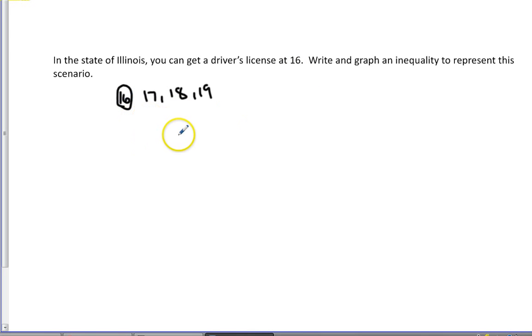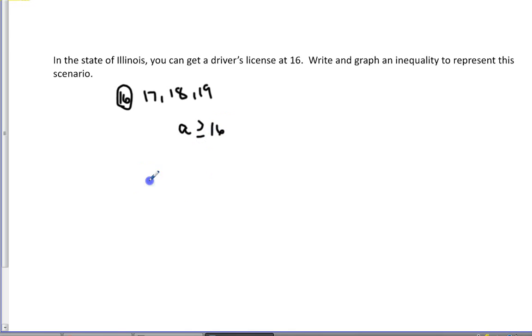So to write my scenario, I'm going to use the letter A for age of anybody that can get a driver's license. All my answers have to be greater than or equal to 16.